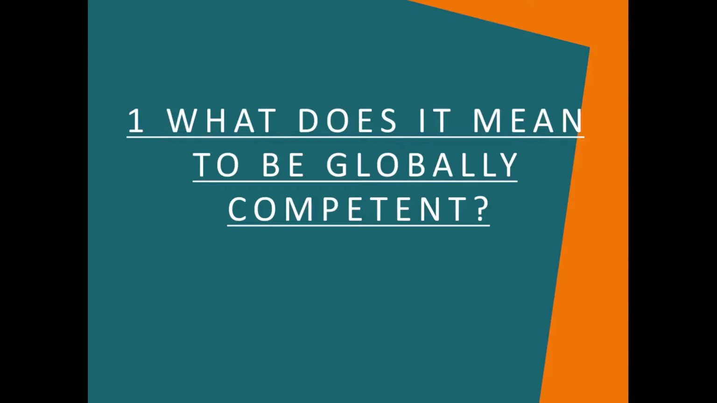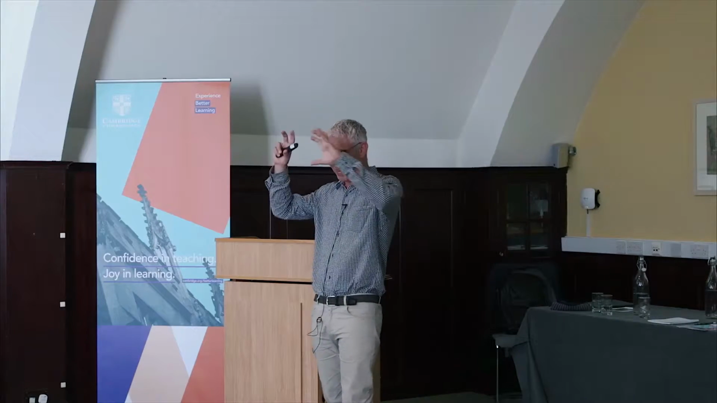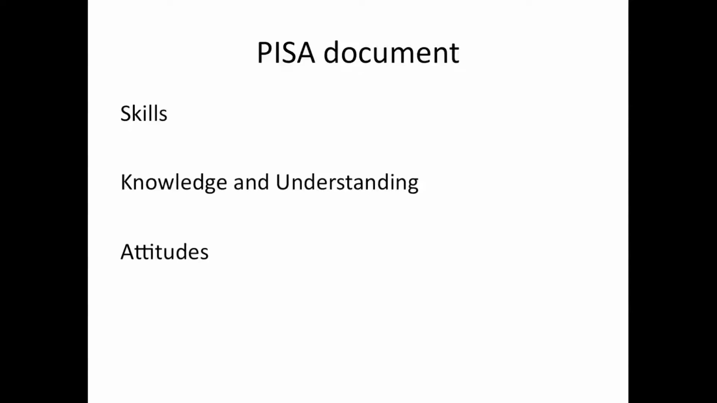So first of all, what does it mean to be globally competent? In the PISA document, they break it down into three big areas, and one of the skills is critical thinking. Basically they break it down into skills, knowledge, understanding, and attitudes.